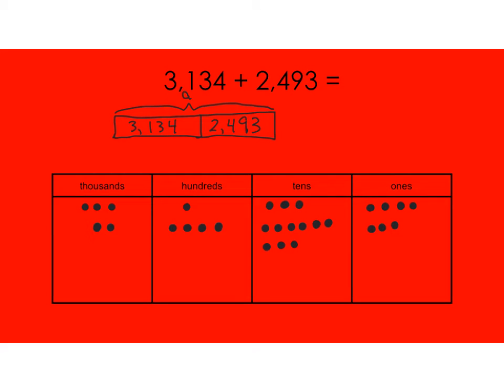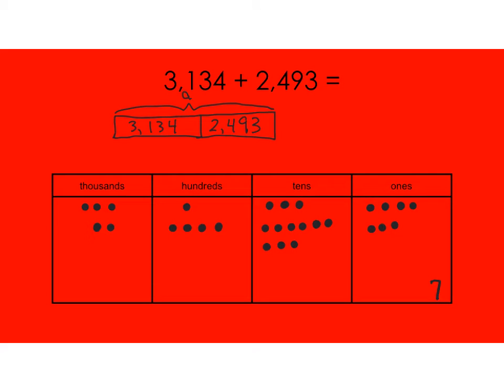So let's check the ones section. We have 1, 2, 3, 4, 5, 6, 7. Okay, that works. So our answer is 7 ones. There aren't more than 9. So let's look at our tens. I think here's where we have our problem. We have 1, 2, 3, 4, 5, 6, 7, 8, 9, 10, 11, 12. Too many. So we need to regroup.